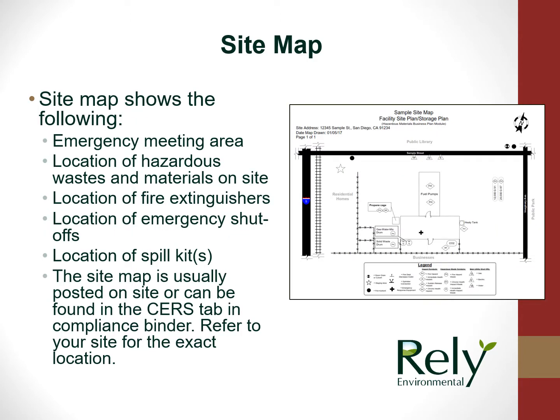The site map is an important document to be familiar with. It shows the following: the emergency meeting area or the staging area, the location of hazardous waste and materials on site, the location of fire extinguishers, locations of emergency shutoffs, and the location of spill kits. The site map is usually posted on site or can be found in the Search tab in the Compliance Binder. Refer to your site for the exact location.